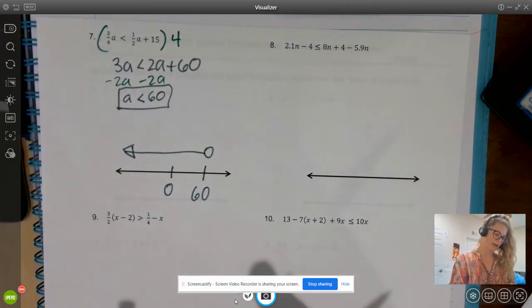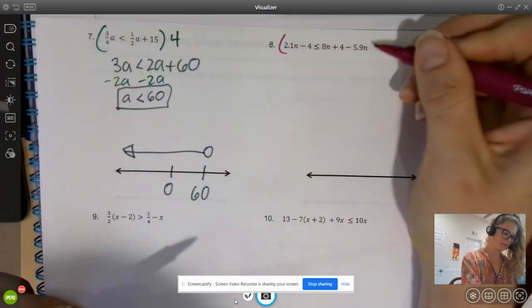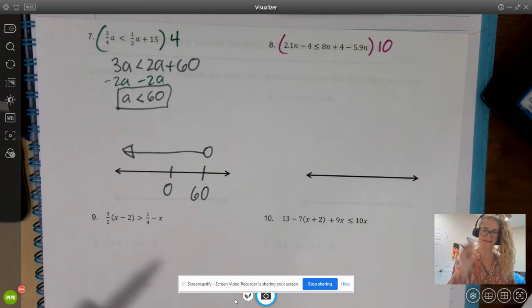Perfect. Taking a look at the next one, I have some decimals, so I'm going to clear my decimals to make it a little easier on myself.